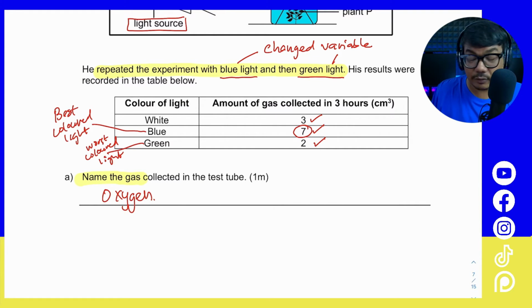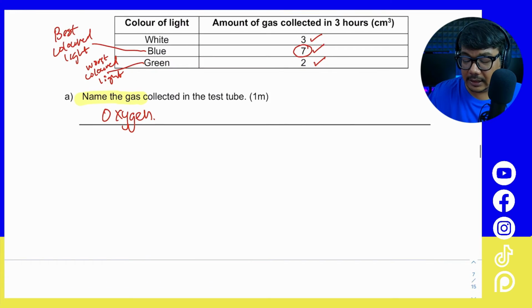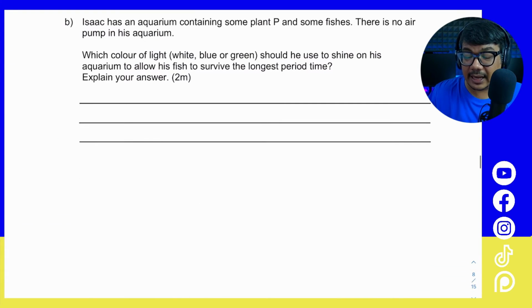All right, so that's one question done. Okay, let's move on to the second part of the question. The second part says that Isaac has an aquarium containing some plant P and some fishes. There is no air pump in his aquarium.